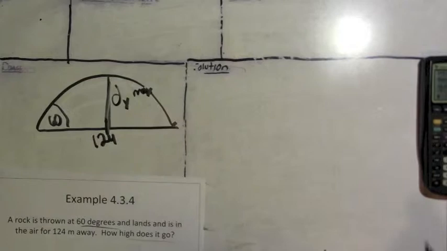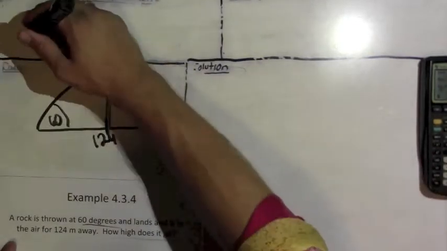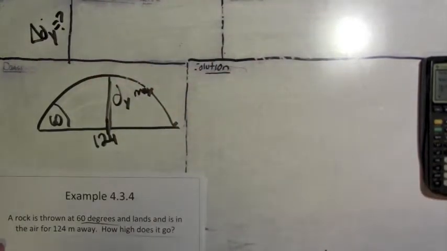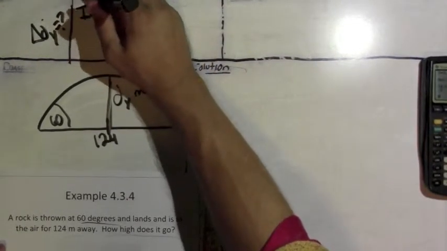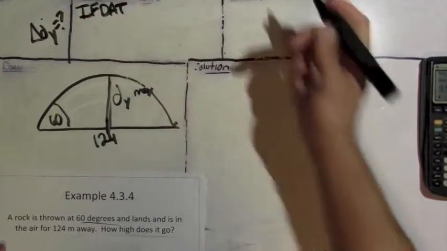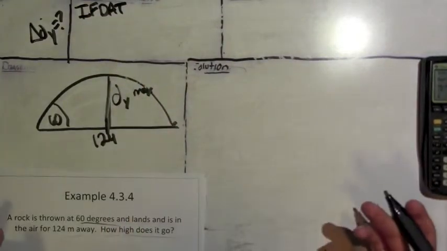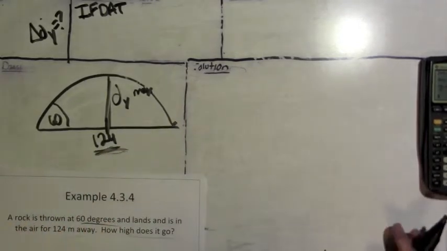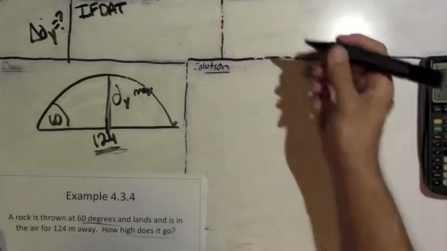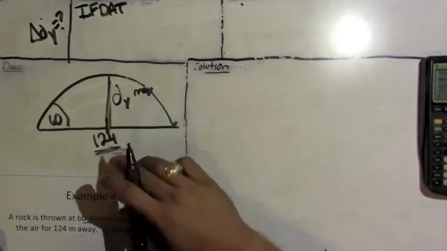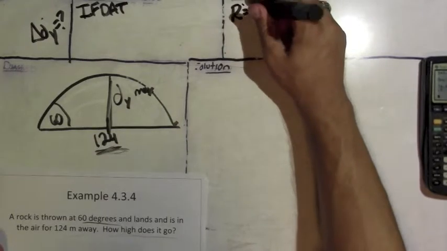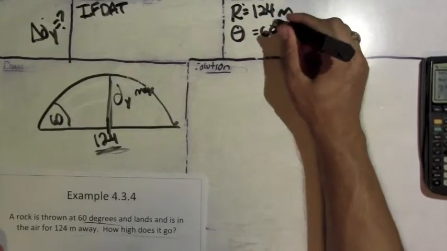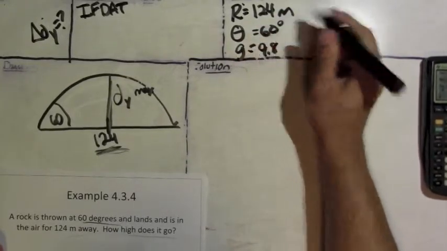So this is a multi-step question. The first thing we want to do is we say we want to know what delta dy is. And how we're going to figure that out is we're going to do if that. But in order to get to the point where I can do if that, I'm going to have to use this 124 meters in the horizontal direction. So what we can say is in the x direction, I have the range is 124 meters. I also have that the angle is 60 degrees. And I always have that g is 9.8.